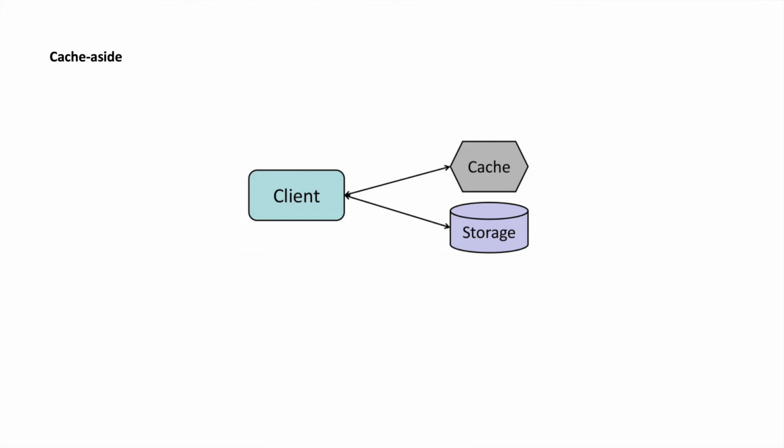So as you see, in this strategy we access both the cache and the storage. One problem with this strategy is data staleness, which means the data that resides in the cache may not be the most recent one.